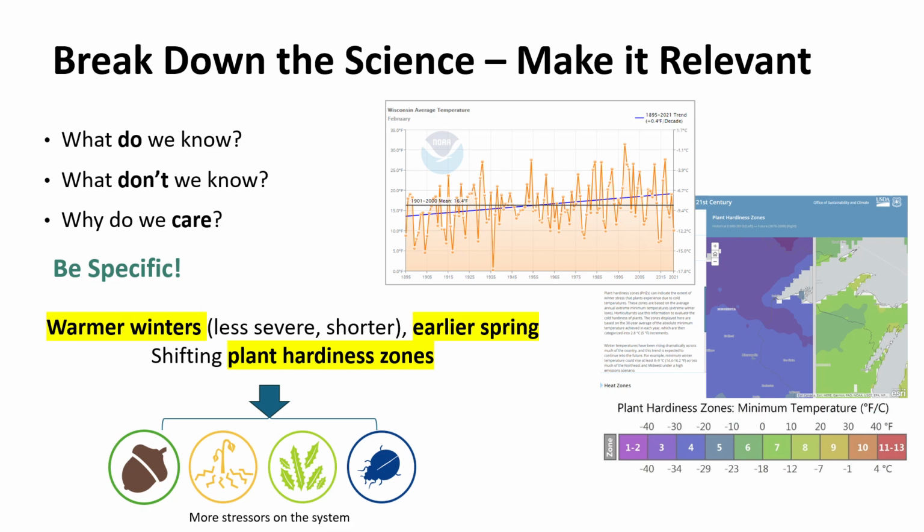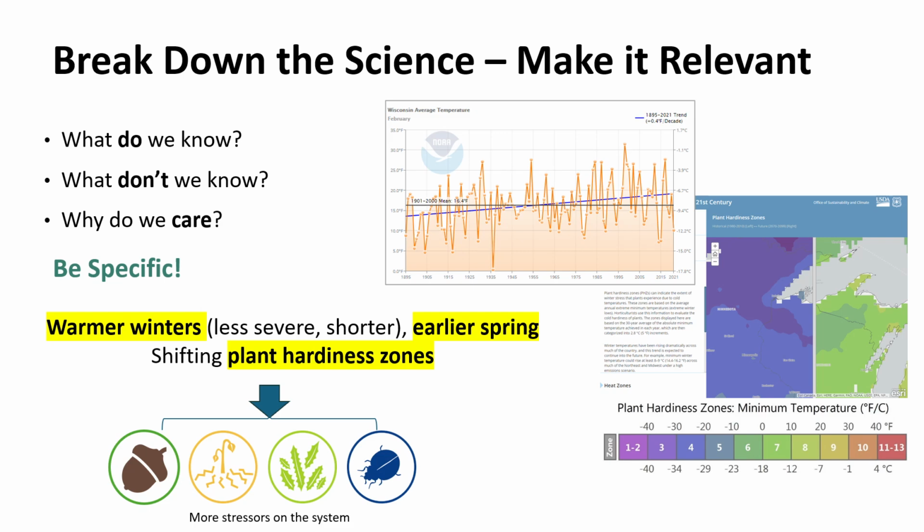You can connect the dots for your audience that this implies a warmer winter, earlier spring, and shifting plant hardiness zones, which could result in unfavorable growing conditions for certain native species, potential increase in drought due to a longer growing season, and greater pressure from invasive species and pests. Talking about these specific place-based changes can help your audience move from distant concerns to local action and support for your climate-informed management actions.